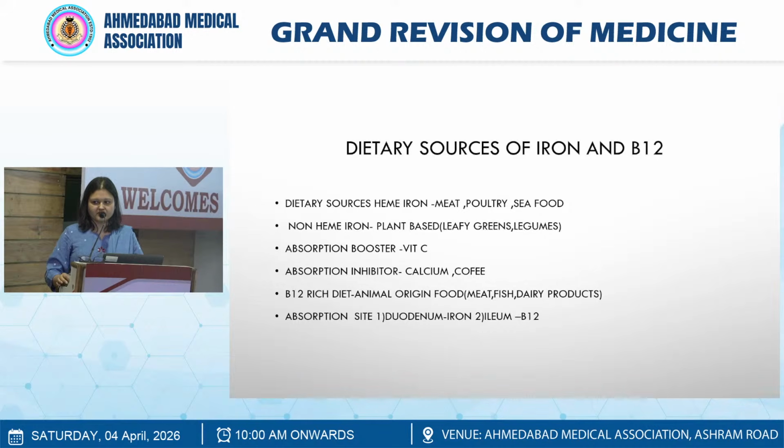Vitamin B12 rich diet is mainly animal based, but for vegetarians we have one option, dairy products. Otherwise it is meat, fish and dairy products. Absorption site, that is most important: for iron it is the duodenum, for B12 it is the ileum.